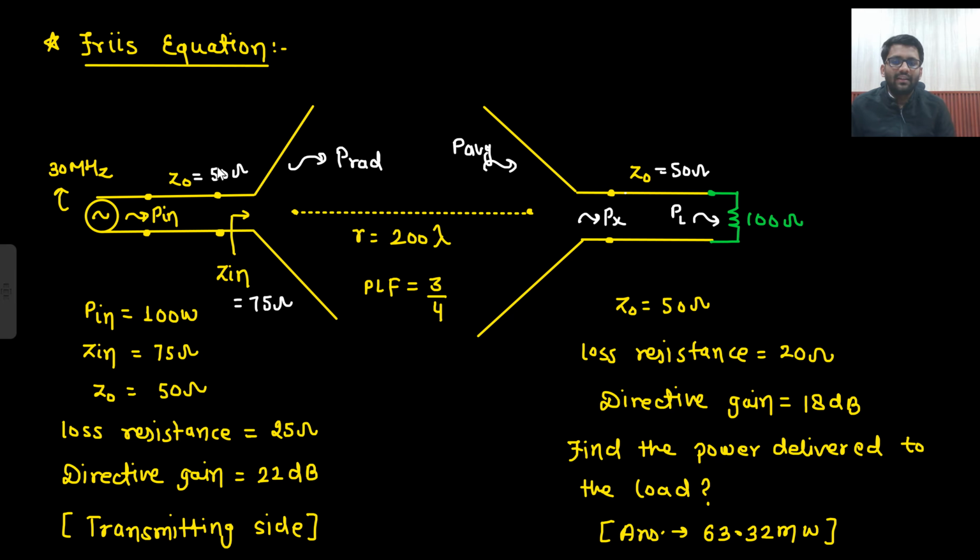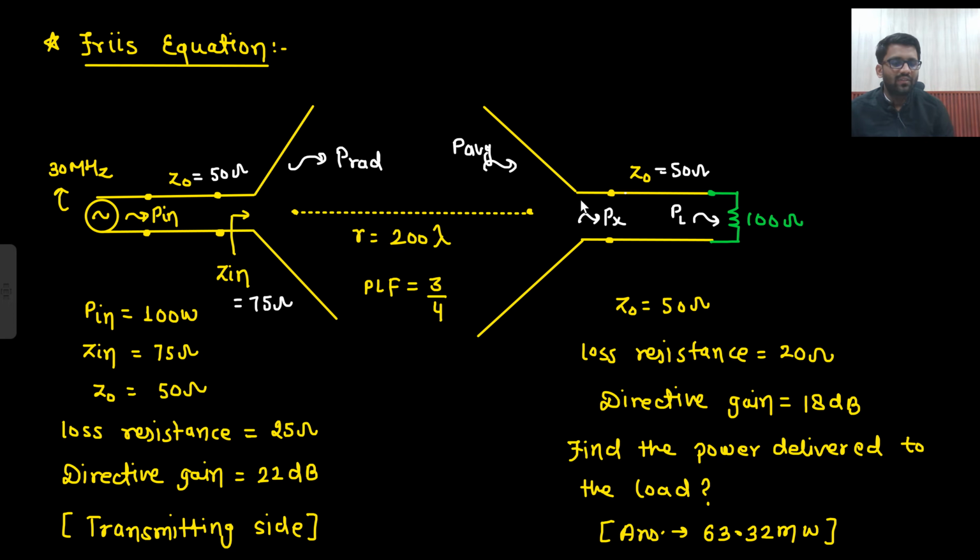And if they are saying that there is no loss in the transmission line, that means the transmission line and this antenna are matched, then P in will be equal to P radiated, right? If the transmission line and the antenna are matched, then P in will be equal to P radiated. And if there is no loss resistance, then there will be no use of this loss resistance, and P in will be equal to P radiated.